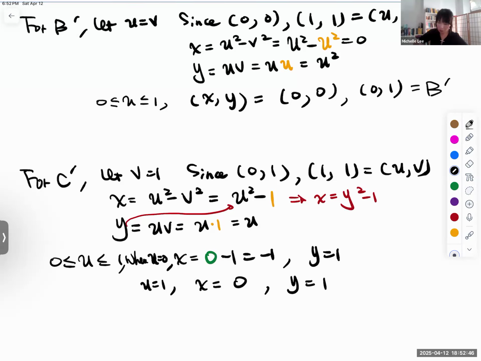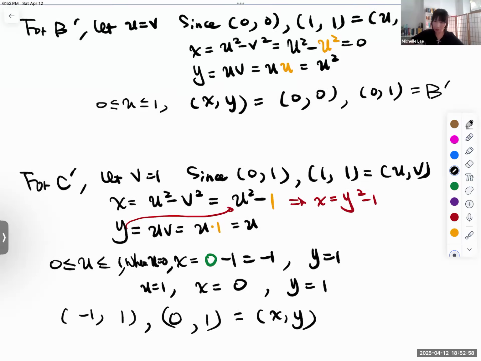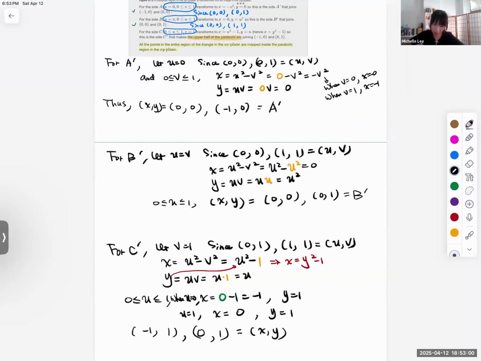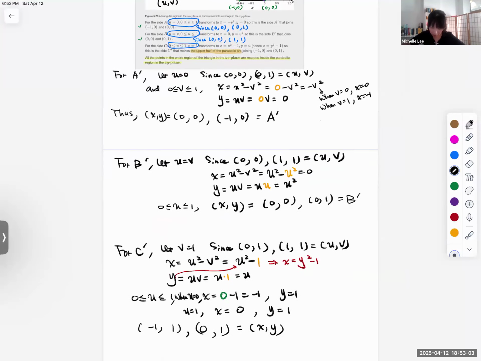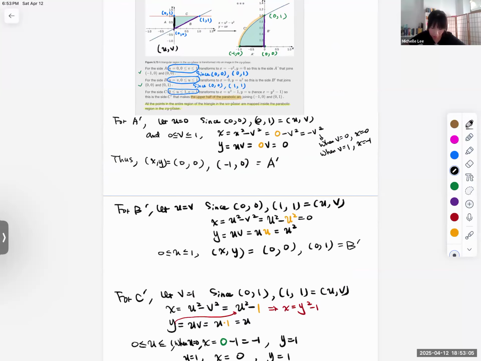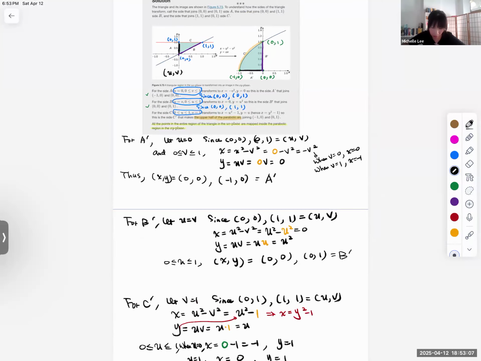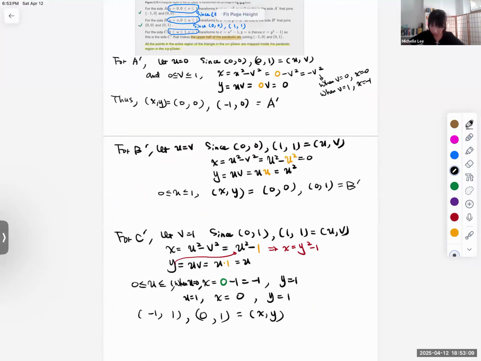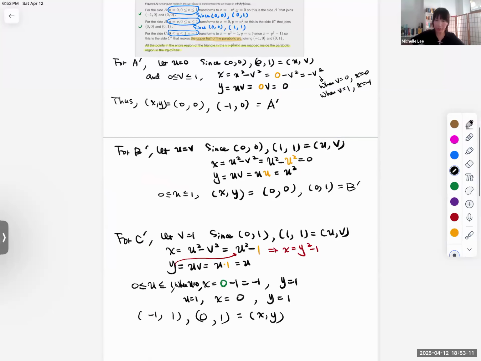So we have negative 1, 1, and 0, 1. That's for the XY transformation. Can we check that? 0, negative 1, 1. Hold on one second. Let me check that.